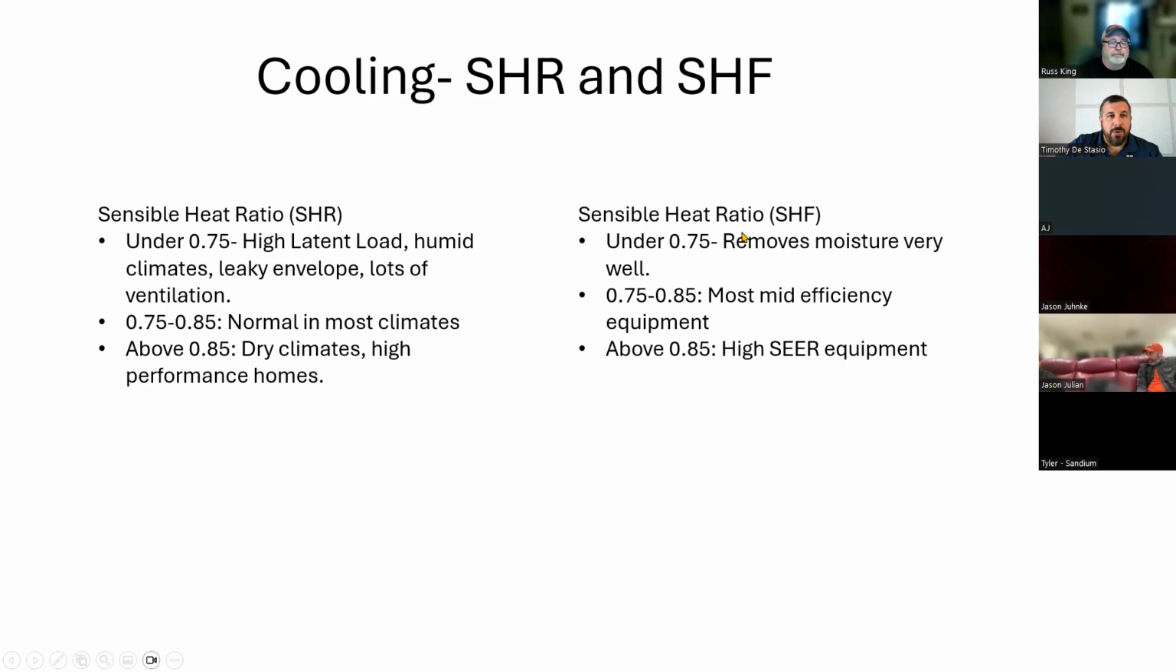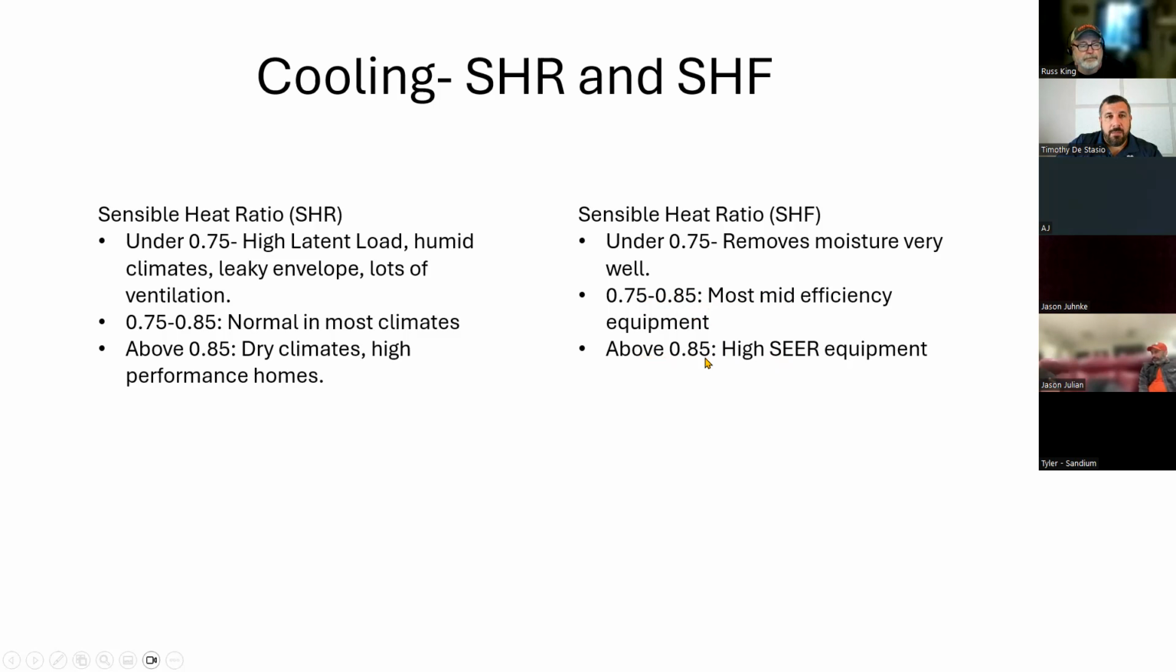The only problem was it wasn't that energy efficient. And then they started increasing the SEER rating requirements, and these units can no longer run that low of a sensible heat factor. So most mid-efficiency equipment today, when you look at the specs, you're going to see it in this range, 0.75 to 0.85. But your higher SEER variable speed equipment, you're going to start seeing them in 0.85 all the way over 0.9.